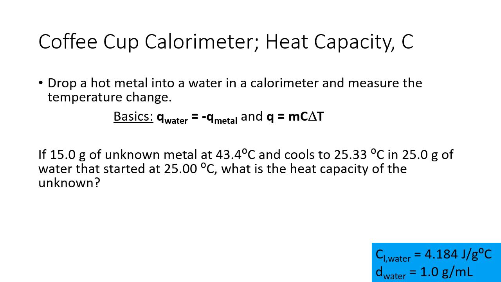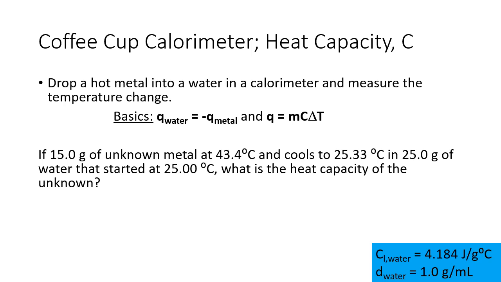So let's read our problem here. If 15.0 grams of unknown metal at 43.4 degrees Celsius cools to 25.33 degrees Celsius in 25 grams of water that started at 25 degrees Celsius, what is the heat capacity of the unknown? Now, I just threw a lot of information at you, but let's try to break it down a little bit so that it's not super intimidating.